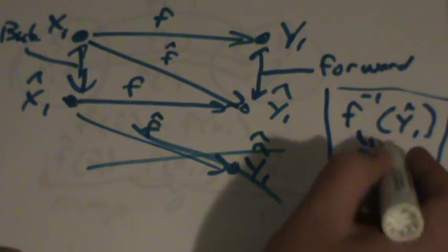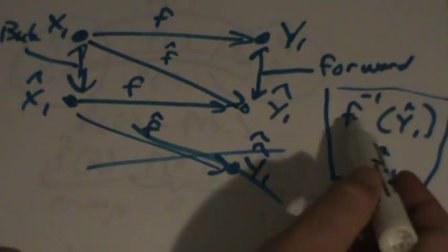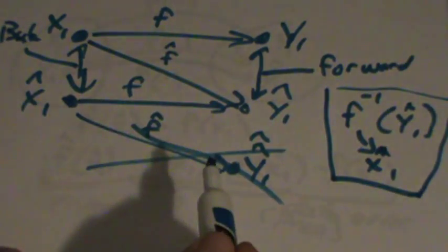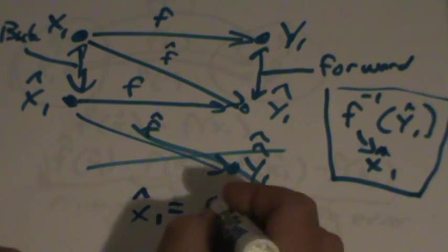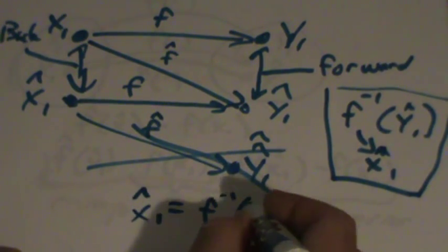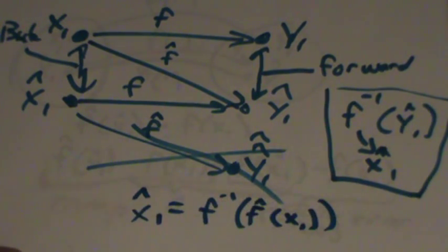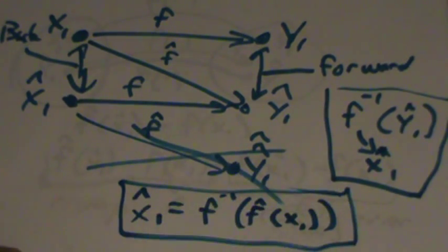I made the assumption that x1 hat is actually f inverse of y hat, and y1 hat is the f hat, so it actually accounts for it. What you really have is your x hat 1 is equal to f inverse of f hat of your x1. So that gives you a nice closed form solution for what it is. It's always that because we make the assumption.